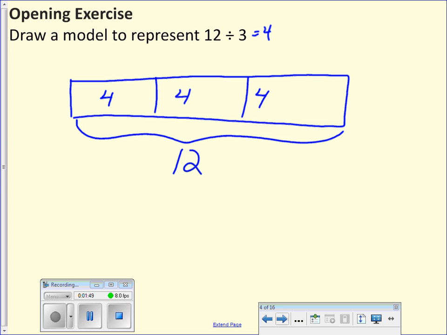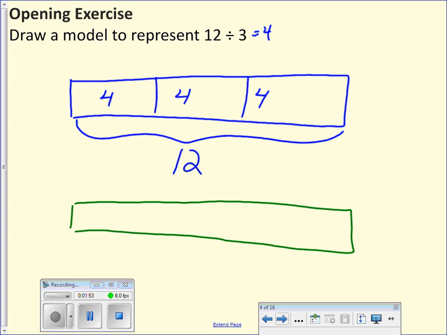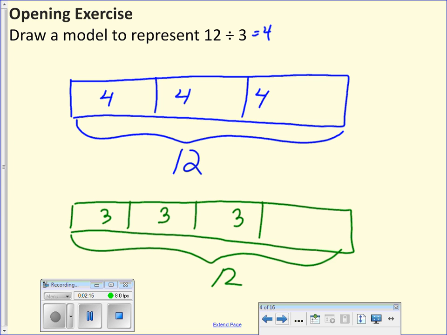Let's look at a second example. Did anybody initially want to separate it differently? Obviously, I failed drawing rectangles in kindergarten. You can separate it into the third. All right, well, we want to know how many groups of 3 are in 12. So here's a group of 3. Here's a group of 3. Here's a group of 3. And here's a group of 3.